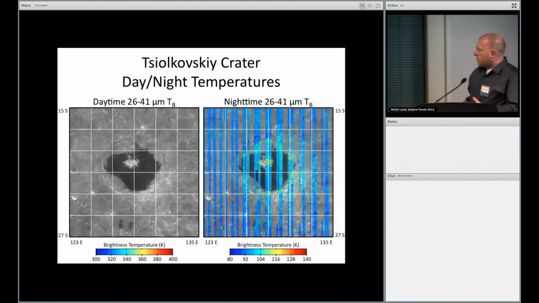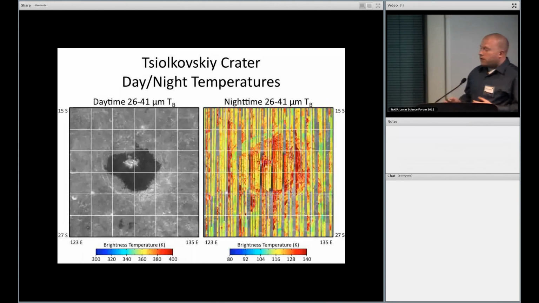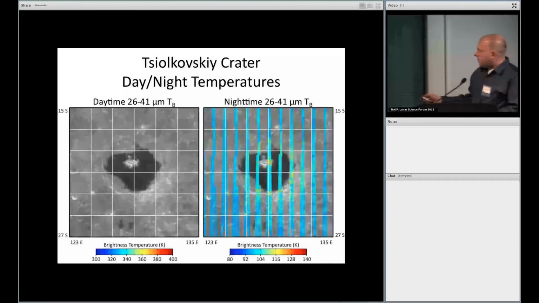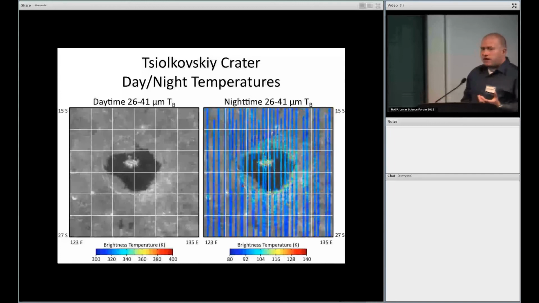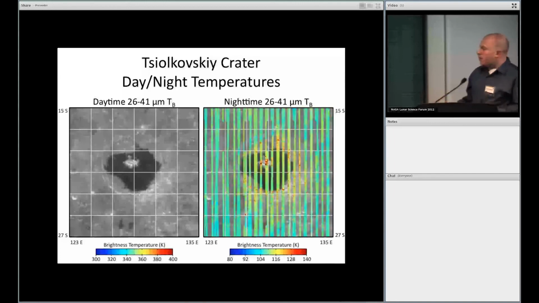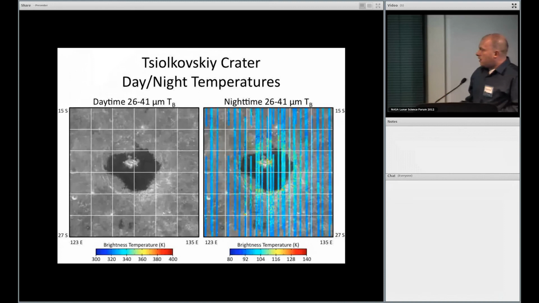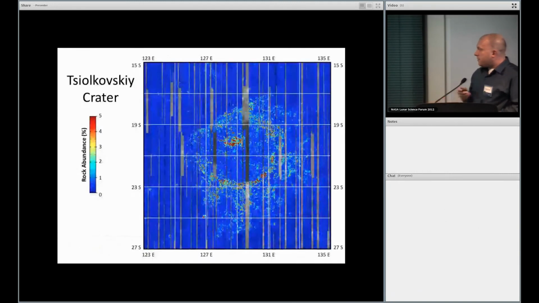The rocks, the blocky material, stay warmer, and then we can use the temperature difference between the blocky materials and the soil materials to come up with an abundance for what the fraction of blocky materials must be. And that's what's been done here. This is work by Josh Bandfield, and he recently wrote a paper, 2011, describing the methodology. This is showing the rock abundance for Tsiolkovskiy Crater.